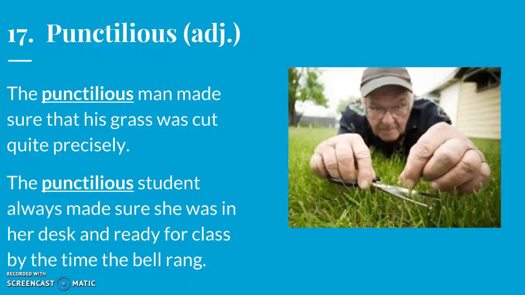This is a guy, we're describing him as punctilious because he's being very careful about the way that he cuts his grass, but he's also being very particular, and he's taking it a little too far. But this doesn't necessarily have to be negative like that. It could just be behaving properly and carefully paying attention to what you have to do. So for the second sentence, the punctilious student always made sure she was in her desk and ready for class by the time the bell rang. That's not necessarily a negative thing. It's just her behaving according to the rules to get to class on time by the bell.